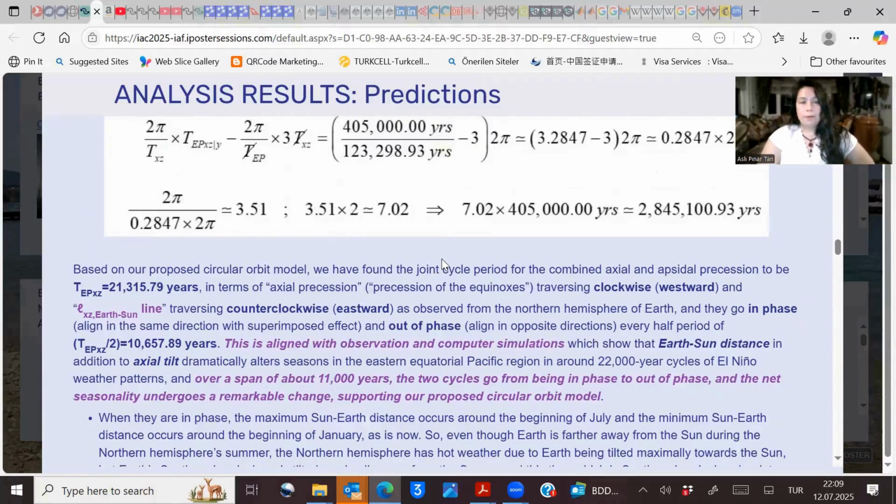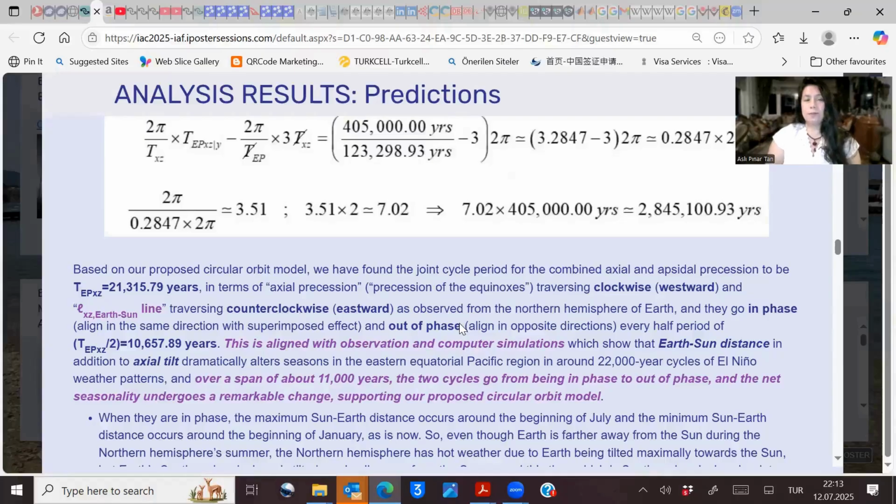Now, we have found that the crossing period for the precession of the equinoxes and the LXC line is around 21,300 years, while they're revolving around the Earth's axis in different directions. Looking at the quarter cycles of this period, we can see that the LXC line and the actual precession line are in phase and out of phase every half cycle, that is around every 10,600 years or so. Now, the actual precession line is the June 21, December 21 line, meaning the solstice line at the points of maximum tilt.